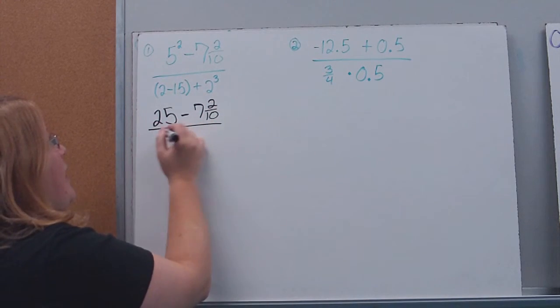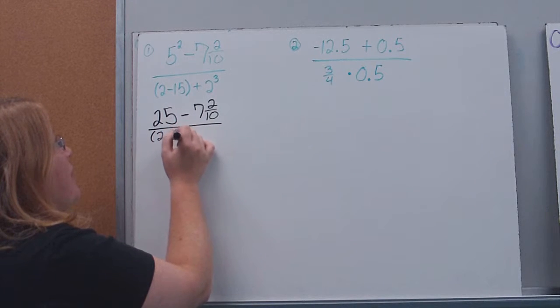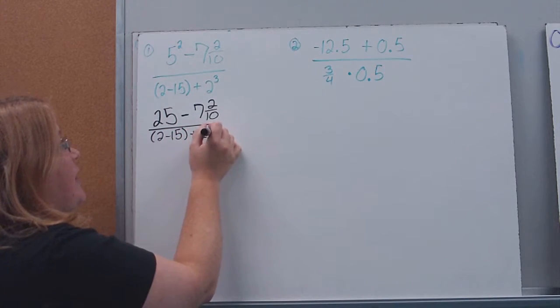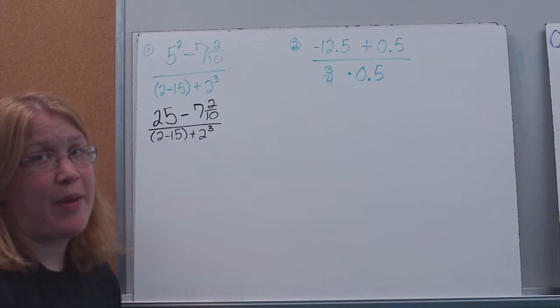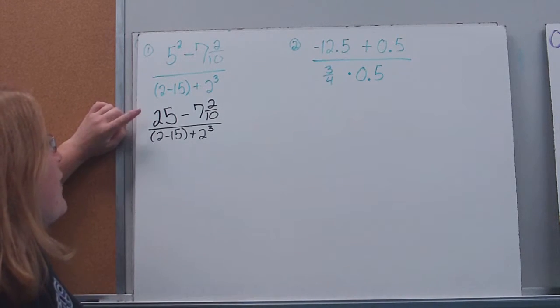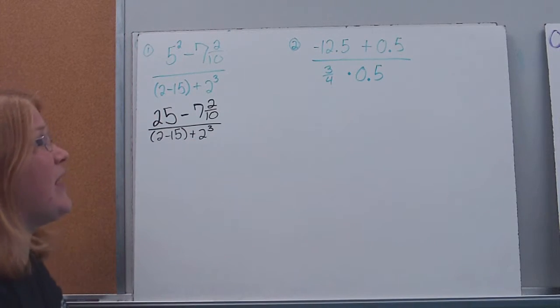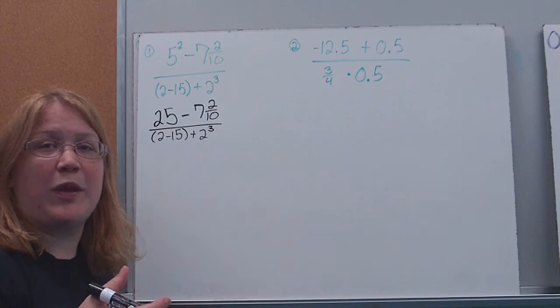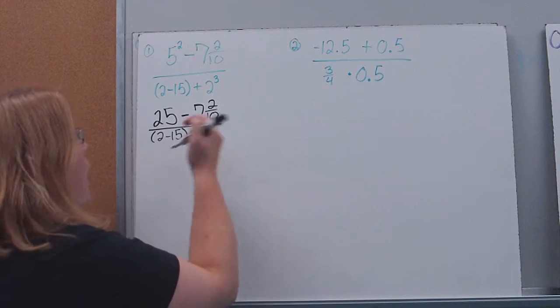Okay? And again, I'm just going to copy the rest of my problem down because I don't want to lose anything. I want to remember that I need to do it all. And I like to rewrite each step. Otherwise, you're going to get confused and you're going to miss things. So let's finish up this top one. I've got 25 minus 7 and 2 tenths. This is one of those places where we're going to have to borrow in order to do it.